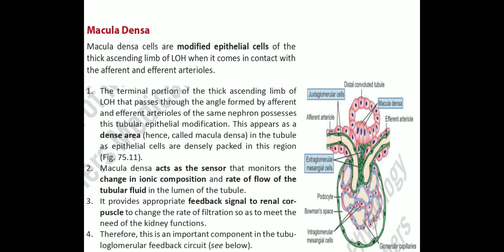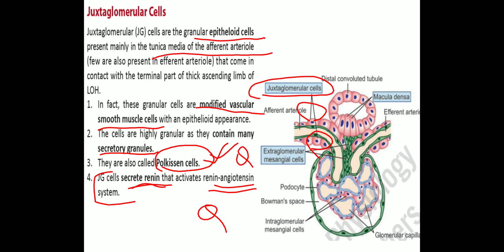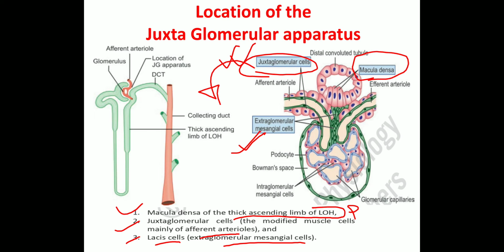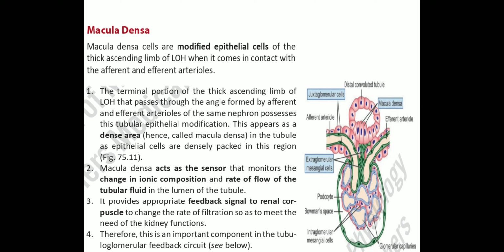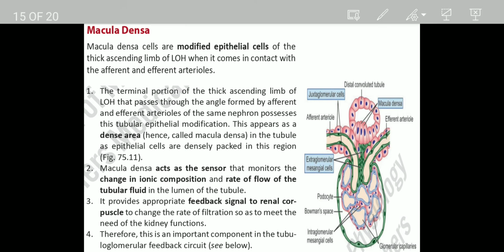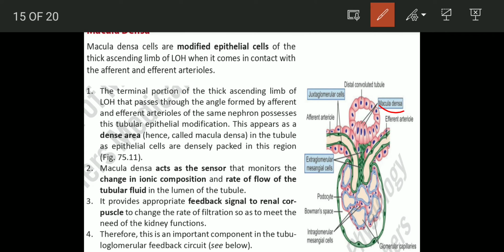So this was all about the JG cell. The first part was the JG cell, the second was the macula densa, and the third will be your Lacis cell. Coming to the macula densa, these are the modified epithelial cells, and as you have seen, they are in your thick ascending limb of the loop of Henle.